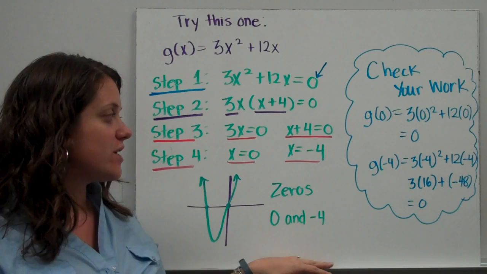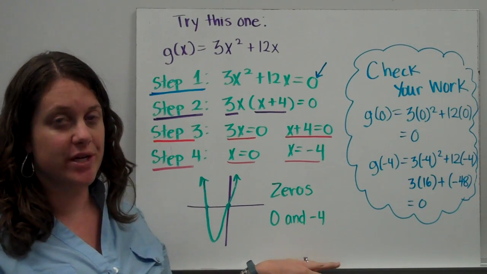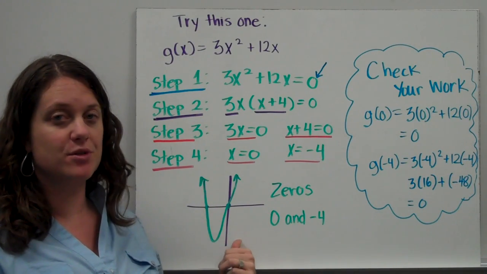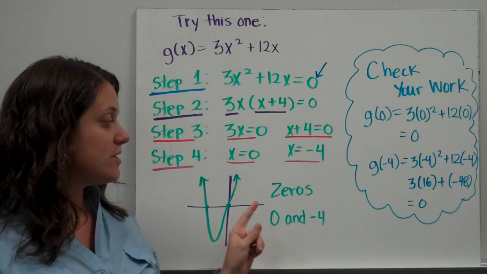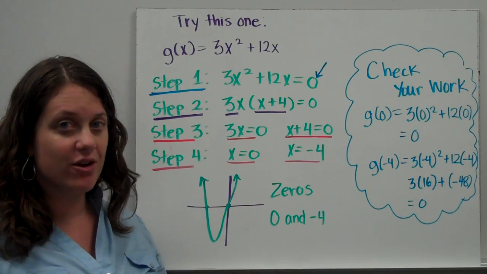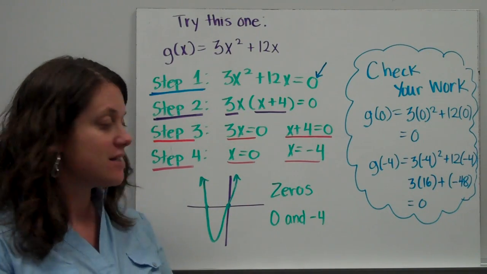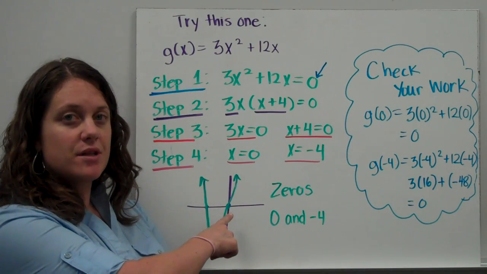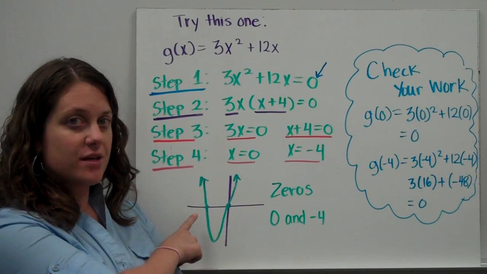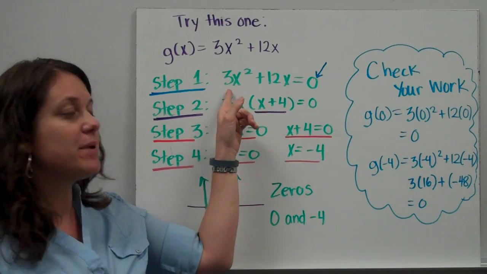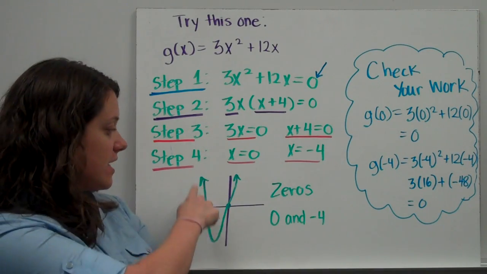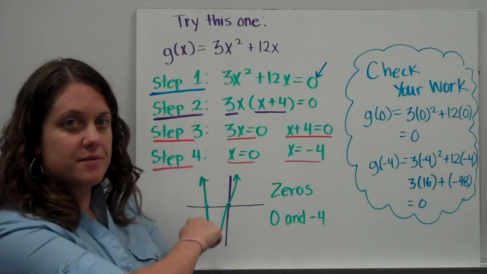So just to let you know, when you're solving this, if I were to graph this equation, the graph would come up looking similar to this. And those answers are actually where it crosses the x-axis. So it will cross at 0, and it will cross at negative 4. And since it has a positive leading coefficient, I know that it actually goes upward.